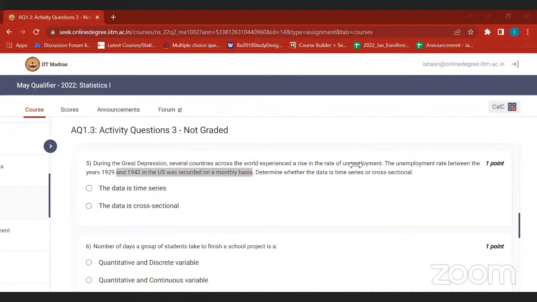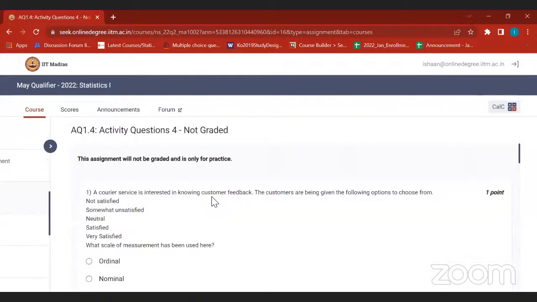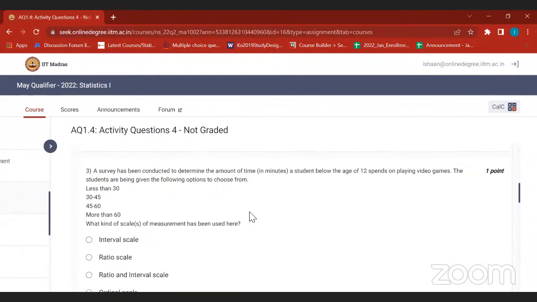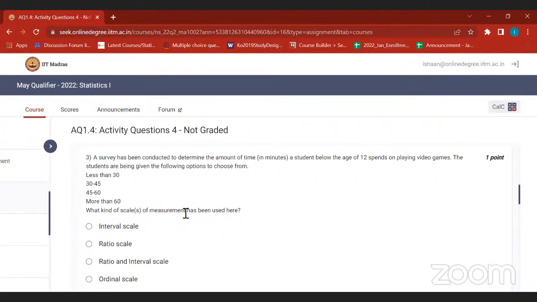Next is Saad. Do you have any doubt? Yes, sir. I have a doubt in activity 1.4, question number 3. What should be the answer according to you? Sir, according to me it will be ratio, because time in minutes has a well-defined absolute zero. But if we read the question consciously, it states less than 30 and more than 60, so the intervals are not well defined. That's why my answer is wrong and the correct answer is ordinal.